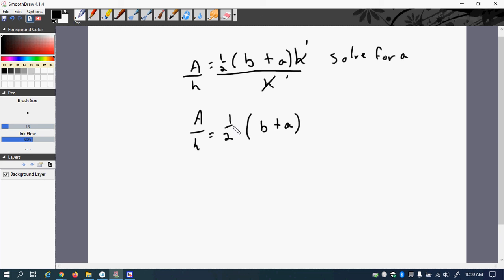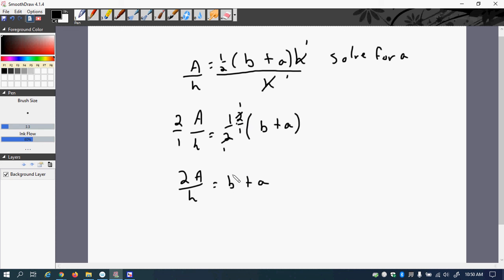This is actually division. So the opposite of dividing by 2 is to actually multiply by 2. And so I'm going to multiply this by 2 on both sides. And so now the 2 divided by the 2 gives me 1. And so 2 times A over the H equals the base plus the other base. And I don't need the parentheses anymore because there's nothing on the outside.